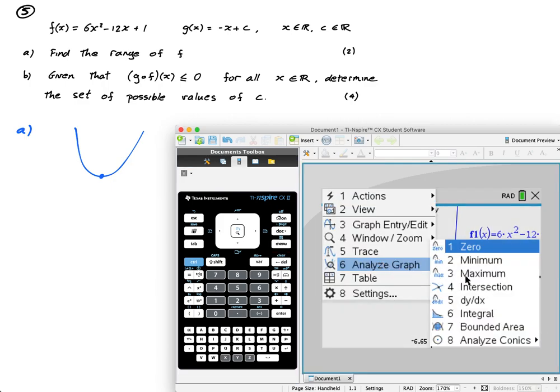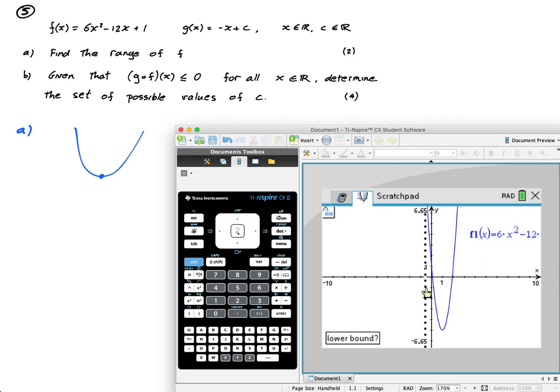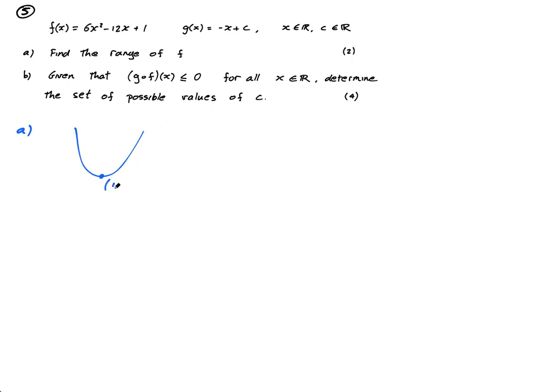Menu, analyze graph, minimum, lower bound, upper bound, and the minimum is at (1, -5). Now, if you want to show working or show clearly what you're doing, at least say the minimum is at (1, -5). That's kind of your first mark for working. And then you say the range. So the range is f of x has to be bigger or equal to -5, and that's it.